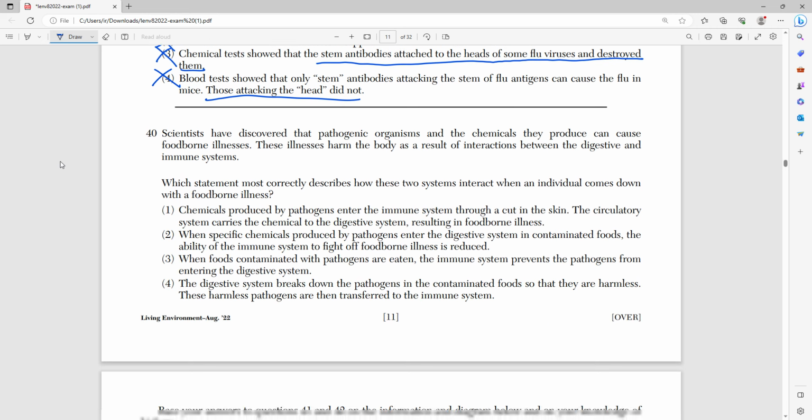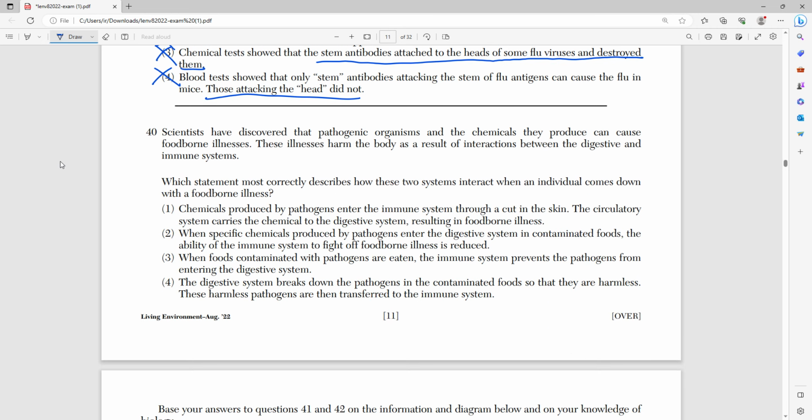Number 40 says scientists have discovered that pathogenic organisms and the chemicals they produce can cause foodborne illnesses. These illnesses harm the body as a result of interaction between the digestive and immune systems. Which statement most correctly describes how these two systems interact when an individual comes down with a foodborne illness?